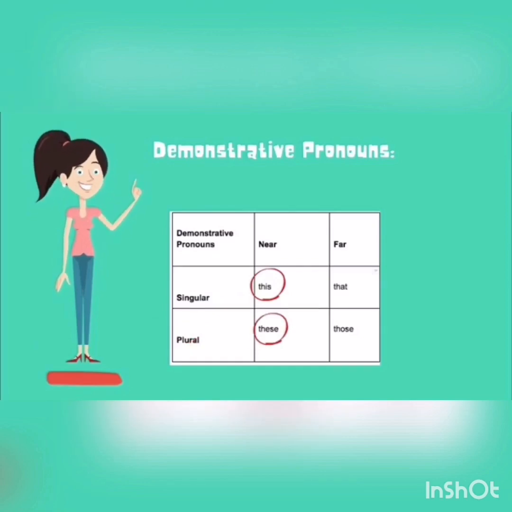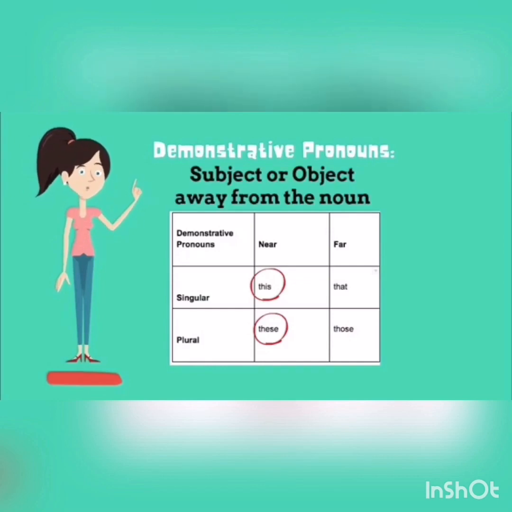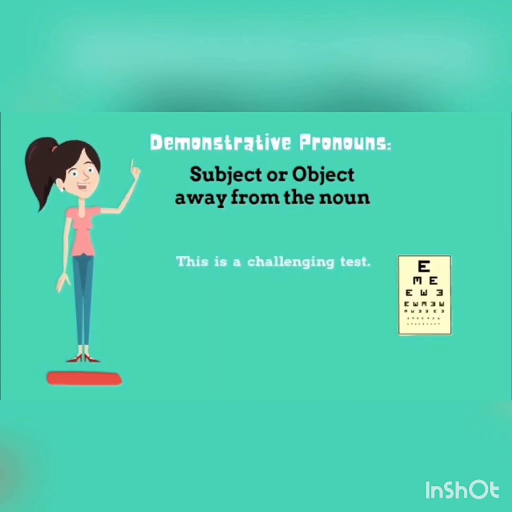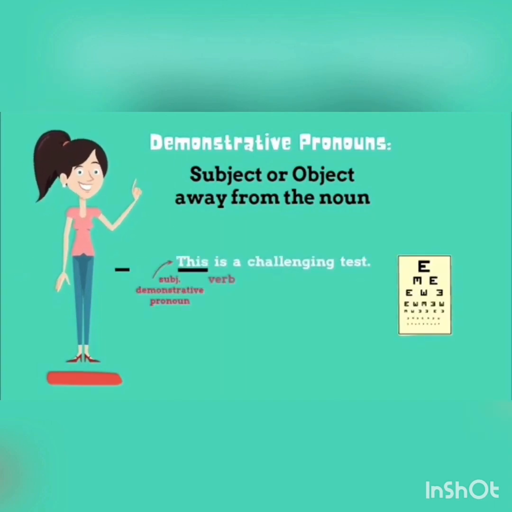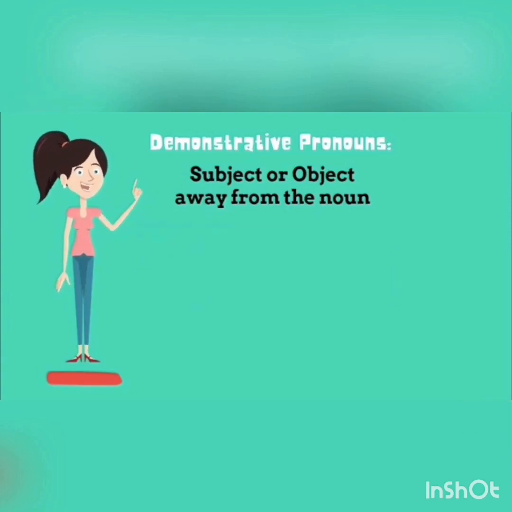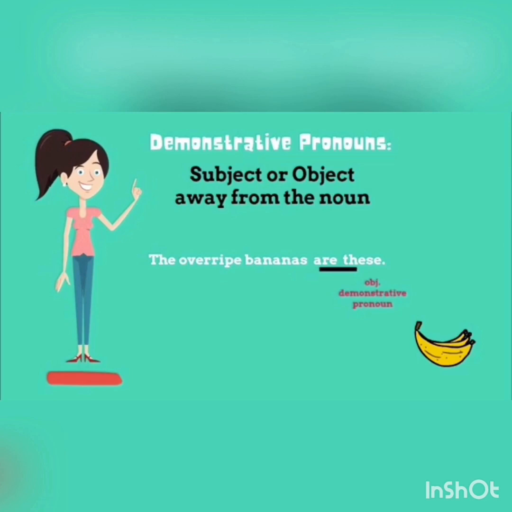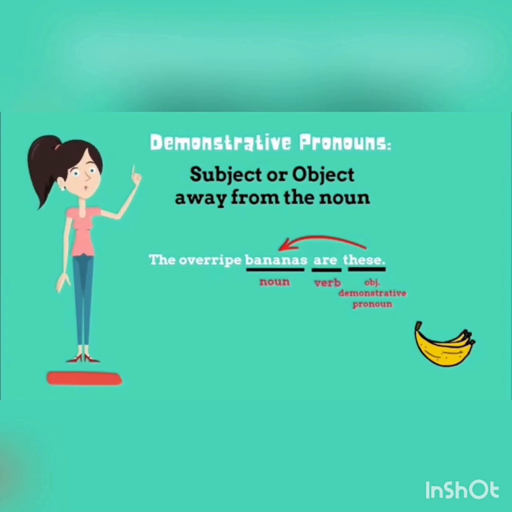The demonstrative pronoun will be either subject or object, and it will be away from the noun it is pointing out. For example, this is a challenging test. This is followed by a verb separating it from the noun that is being pointed out, which is test. The overripe bananas are these. Now notice how you have the pronoun away from the noun it is referring to, but this time the demonstrative pronoun comes after the verb.